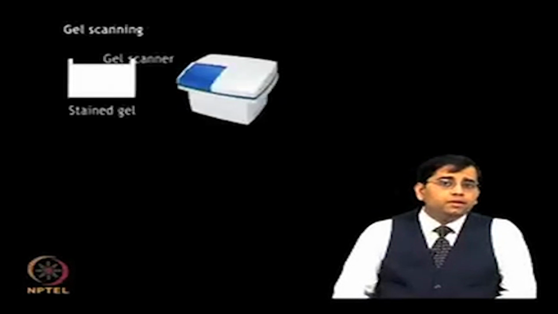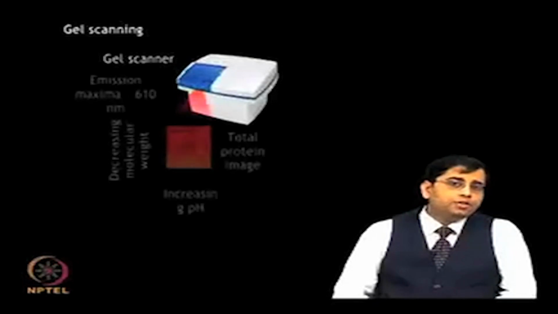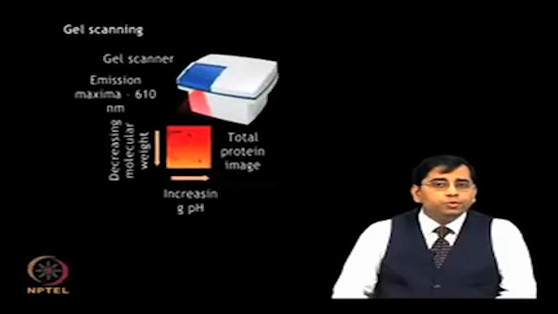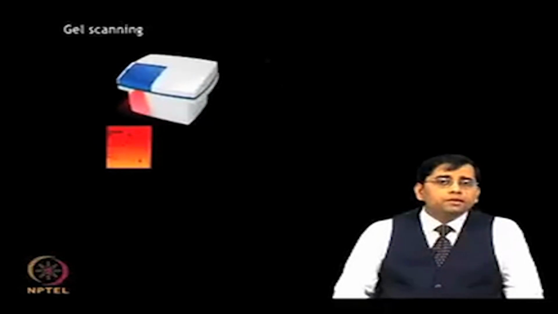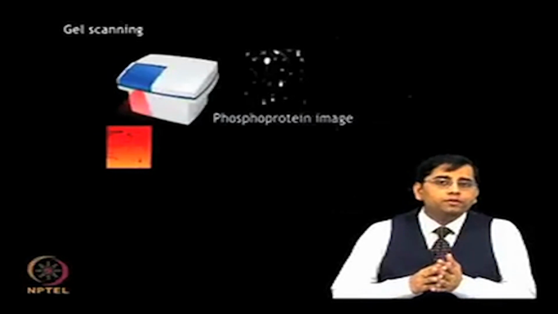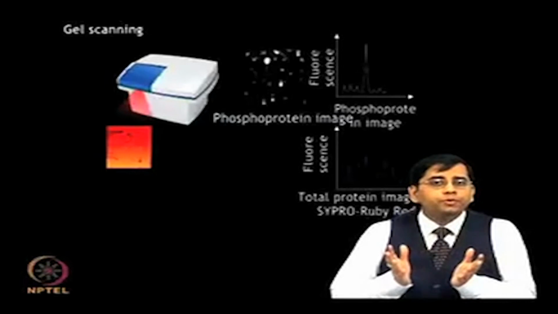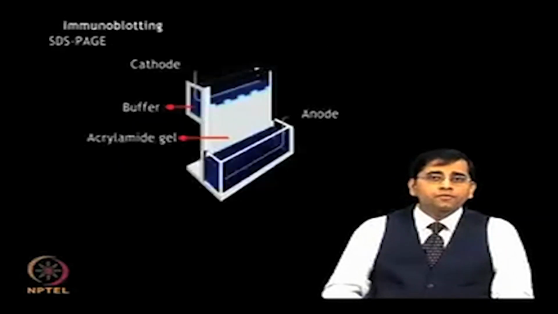The gel is stained with SYPRO Ruby red. It is scanned in the gel scanner at its excitation maxima. The image produced will have more spots since all the proteins present on the gel can be detected. This dual staining procedure provides a useful comparative profile of the phosphoproteins and total proteins on the gel and enables detection of phosphorylated proteins. Protein phosphorylation is widely detected using immunological or enzymatic techniques.